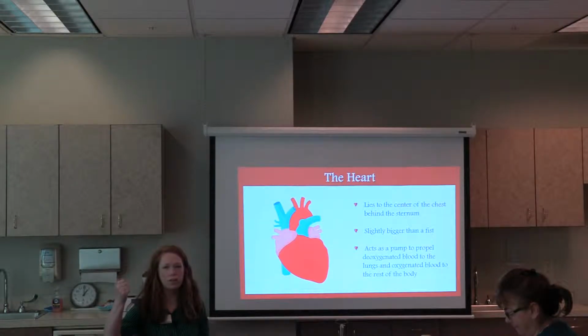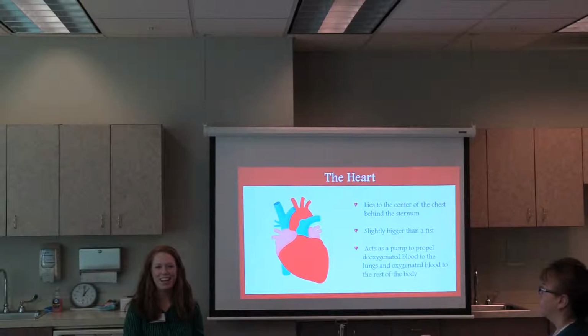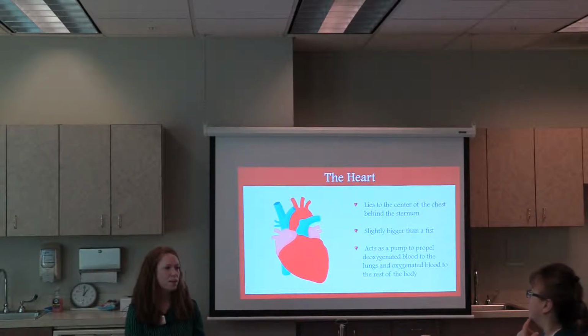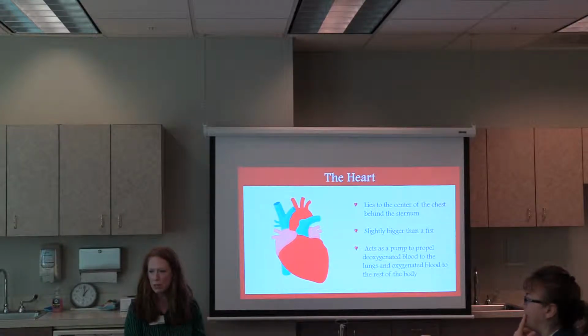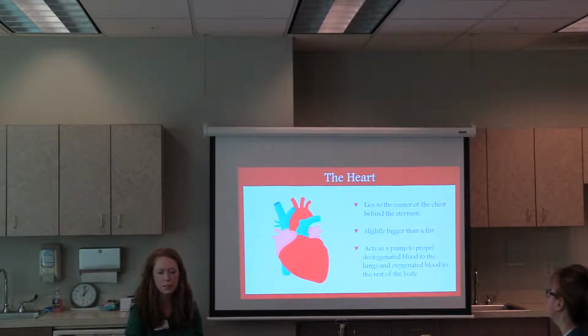So if everyone can just make a fist, put it just to the left of the center of your chest there, and that is going to be your heart. That's about the size of your fist, maybe slightly bigger than that. The whole purpose of the heart is to pump deoxygenated blood to the lungs to go get oxygen, and then to pump that oxygenated blood out to the rest of the body so that the rest of the cells and the tissues and the organs can get the oxygen that they need.